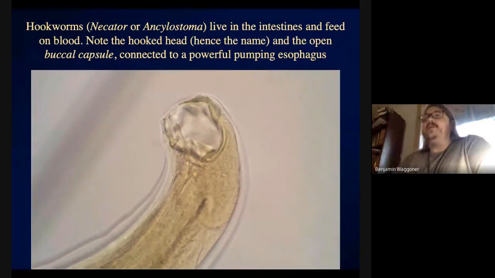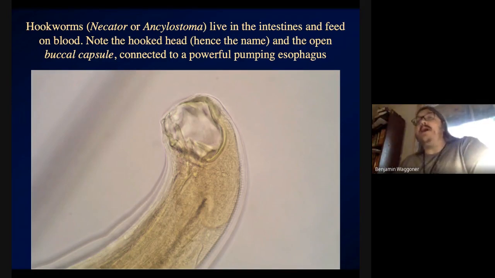Hookworm lives in the intestines. It feeds on blood. There are species, I believe, that dogs and cats can get, but I'll focus on human hookworm. You'll notice in this micrograph that the head is hooked, duh, and the mouth is perpetually open. The mouth opens into this open space called a buccal capsule, and that's connected to a very powerful pumping esophagus because these worms are bloodsuckers.